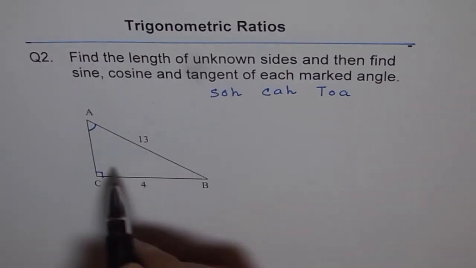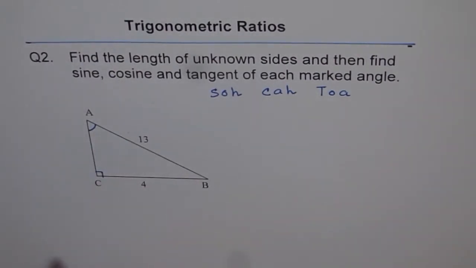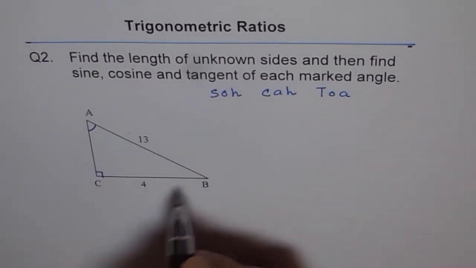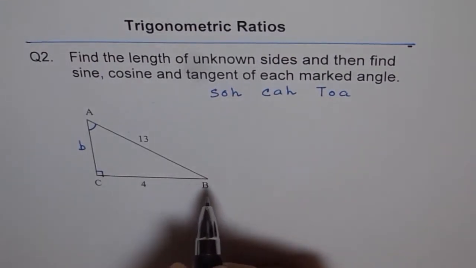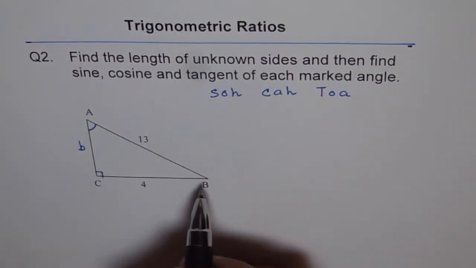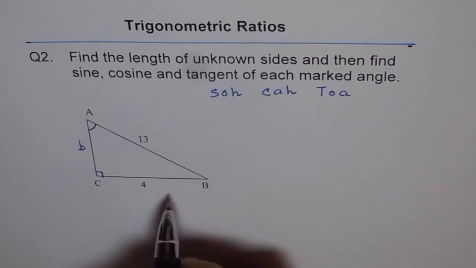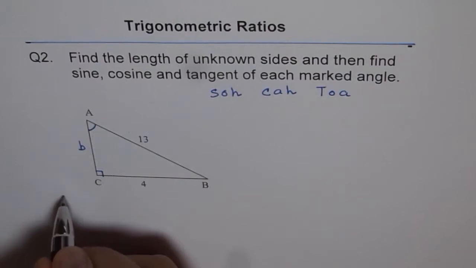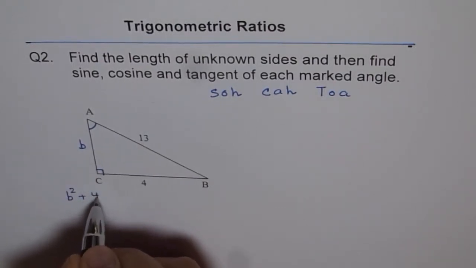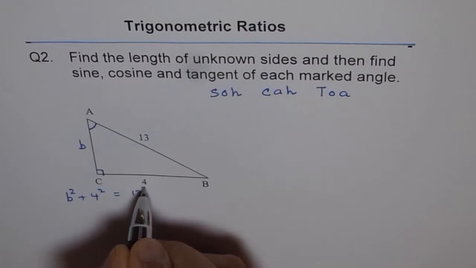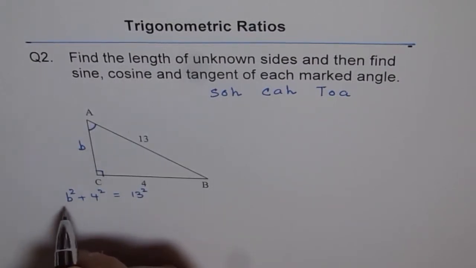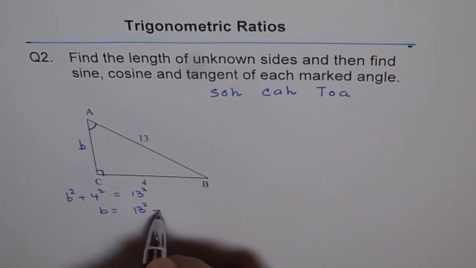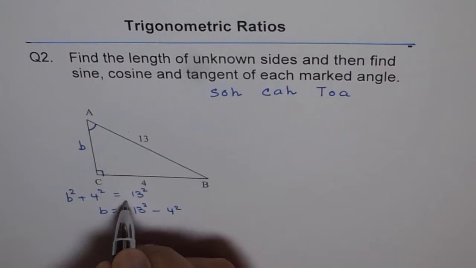So let's first find the third side of this triangle. We'll use the Pythagorean theorem to find AC. AC could be written as b, right? That is the nomenclature. If the vertex is capital B, the side opposite will be small b. So we can use the Pythagorean theorem: b square plus 4 square equals 13 square. From here we know what b is, right? So b is the square root of 13 square minus 4 square, correct?